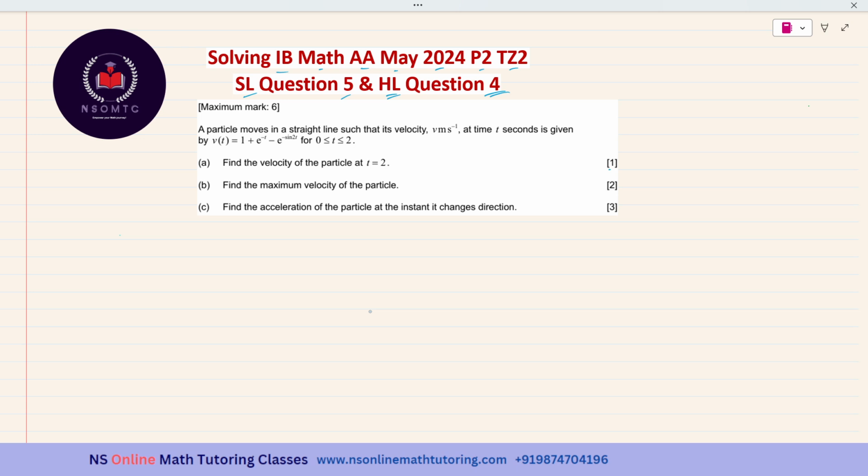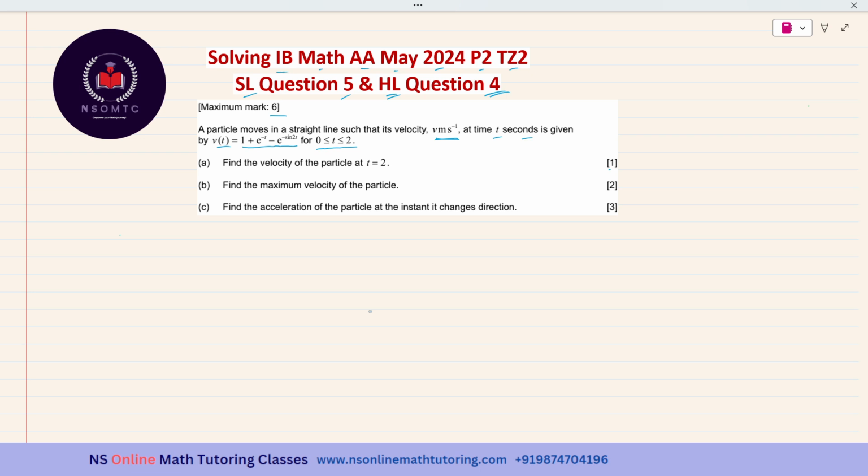So without any further delay, let us start answering this question. The maximum mark is 6. It says a particle moves in a straight line such that its velocity v meters per second at time t seconds is given by v of t equal to 1 plus e to the power of negative t minus e to the power of negative sine 2t for t greater than or equal to 0 but less than or equal to 2 seconds.